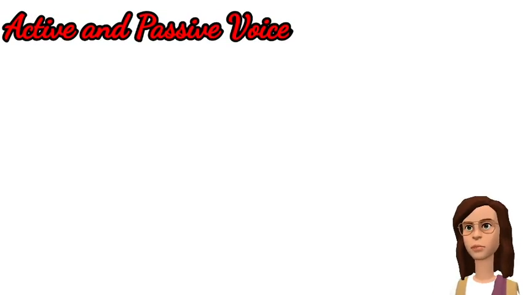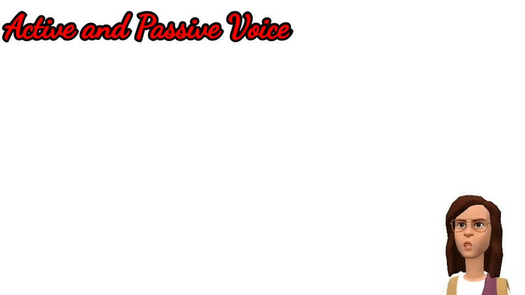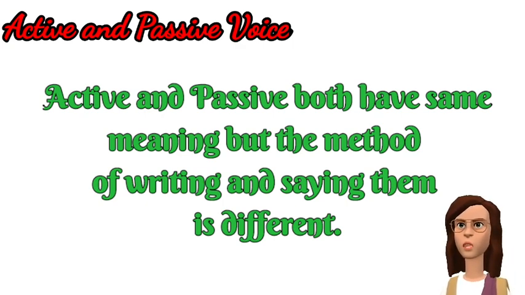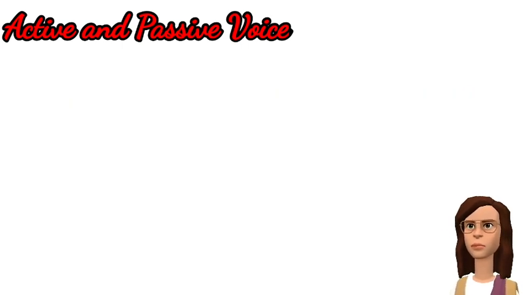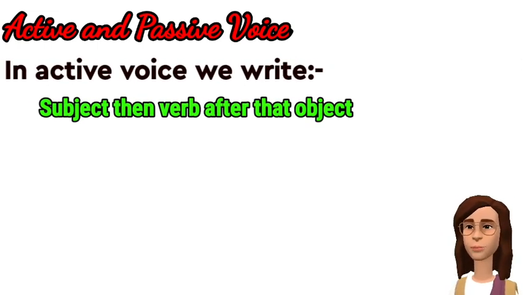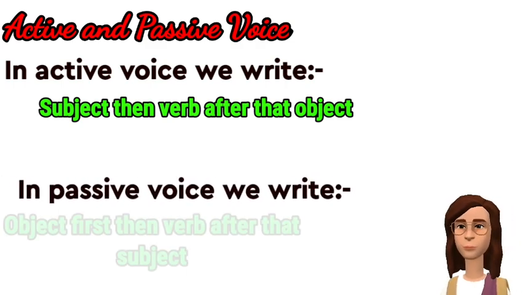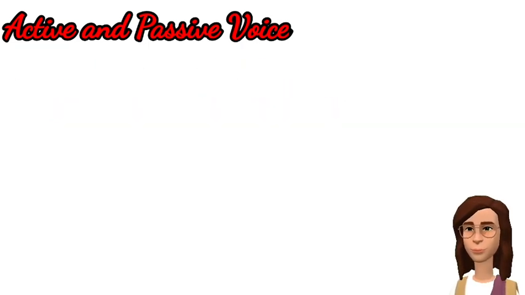Active and passive is like if we write 3 into 2, it is same as 2 into 3, means active and passive both have same meaning, but the method of writing and saying is different. So what method or way makes both of them different? Let's understand. In active voice, we write subject, then verb, after that object. In passive voice, we write object first, then verb, after that subject.